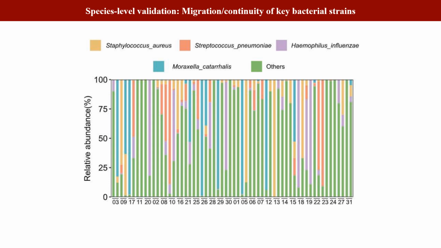Metagenomic sequencing revealed that the four most abundant bacteria on the surface and in the tissues were Staphylococcus aureus, Haemophilus influenzae, Streptococcus pneumoniae, and Moraxella catarrhalis. Strain-level analysis showed that the Staphylococcus aureus and Streptococcus pneumoniae from the surface and tissues of the same patient had a closer genetic relationship, suggesting that the bacteria could migrate within the individual. FISH and culture also confirmed the presence of live bacteria in the tissues.